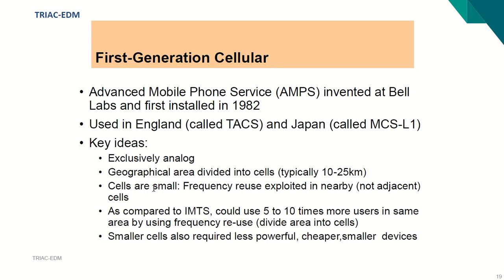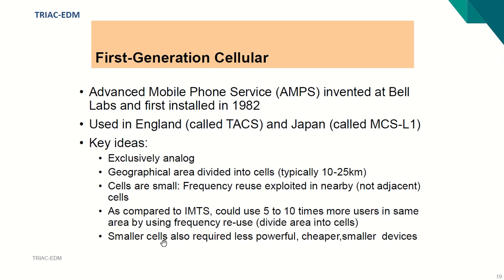Cells are small, of course, from the perspective of that time. From nowadays, these cells are large. Frequency reuse is exploited in nearby cells. So it was the first one to introduce frequency reuse, although it's not that efficient. And then, as compared to IMTS, it could serve 5 to 10 times more users in the same area by using frequency reuse. Divide the area into cells.